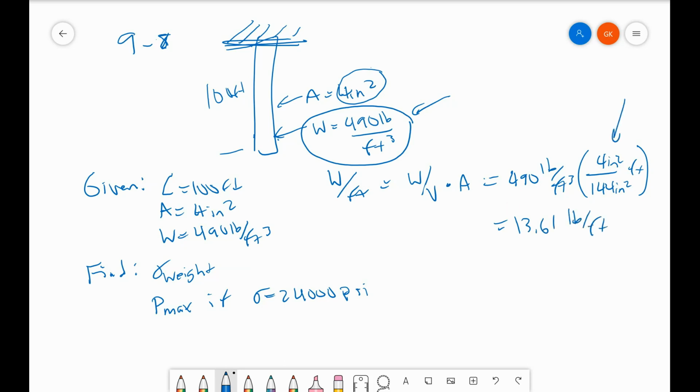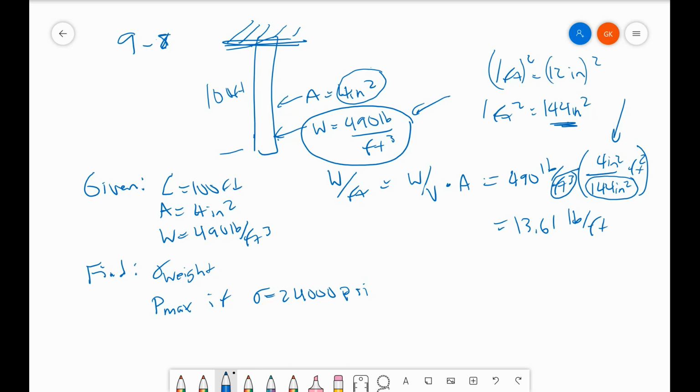Now, you might be wondering where the 144 came from. I just converted inches squared to feet squared, because I have feet cubed here and I want to get to pounds per foot, so I need to multiply by feet squared. Since 1 foot is equal to 12 inches, if I square that, I get that 1 foot squared is equal to 144 inches squared. So that's where the number comes from.